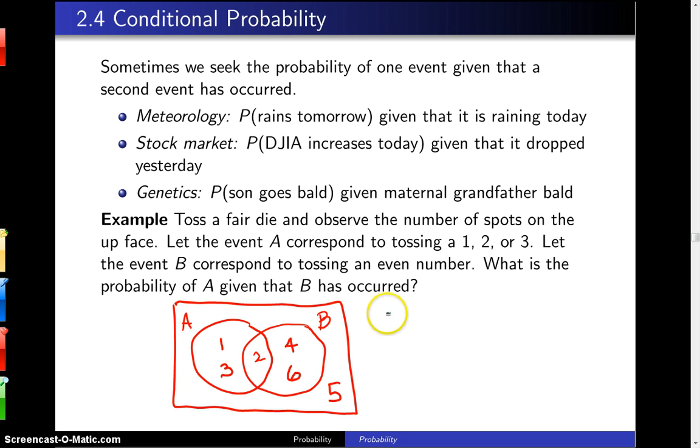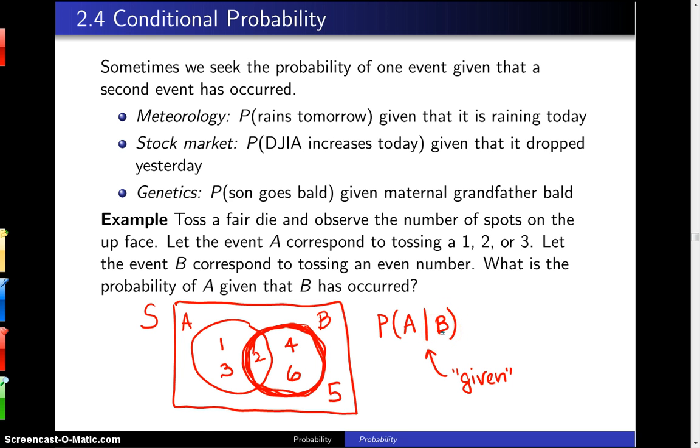So now, if we want to calculate the probability of A occurring given B has occurred, that's the way it's written. This bar here is read "given." If you want that probability, what you're now doing is saying that the sample space, which used to be this rectangle, is now being reduced to this circle B because you know that B has occurred.